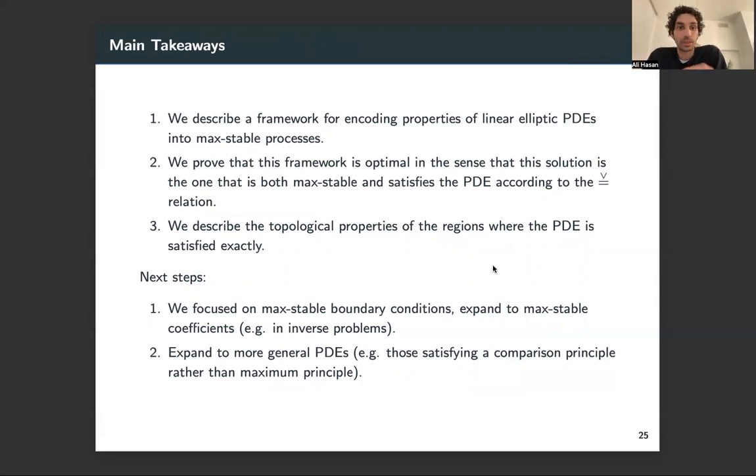Now there are two next steps, which are very important. One is we focused on the case with max stable boundary conditions, but we may want to consider the case with max stable coefficients, which is particularly interesting in the case of inverse problems. Second, we want to consider more general PDEs. So for example, we might want to consider a comparison principle rather than a strict maximum principle, as we thought. So if we have different boundary data, how might the solutions of the PDE compare in the comparison principle?